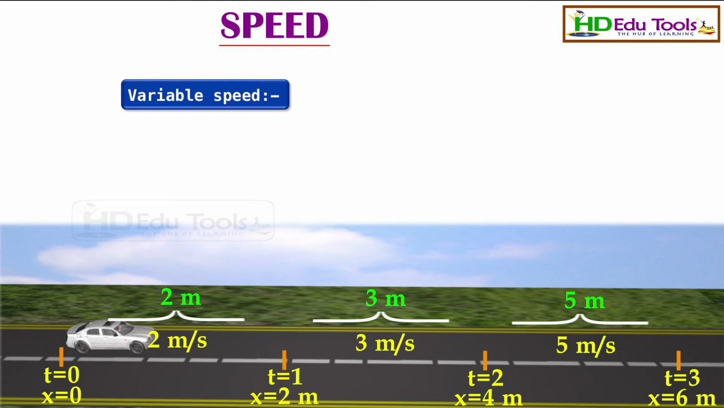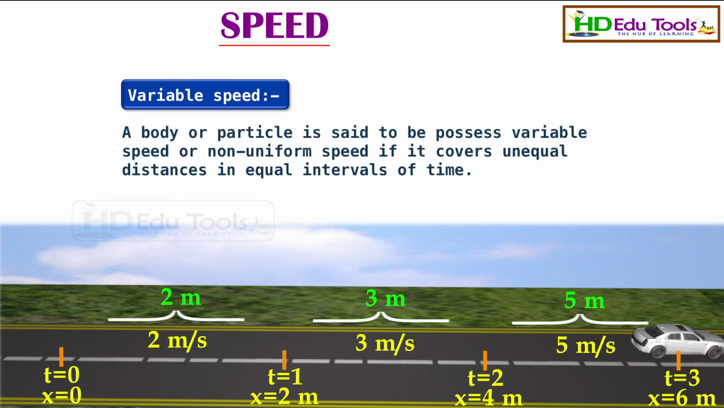During the first second, the speed of the car is 2 meters per second. During the second second, the speed of the car is 3 meters per second. And during the third second, how much speed? 5 meters per second. That means the car is not having uniform speed. It is having a variable speed. A body or a particle is said to possess a variable speed or non-uniform speed if it covers unequal distances in equal intervals of time.